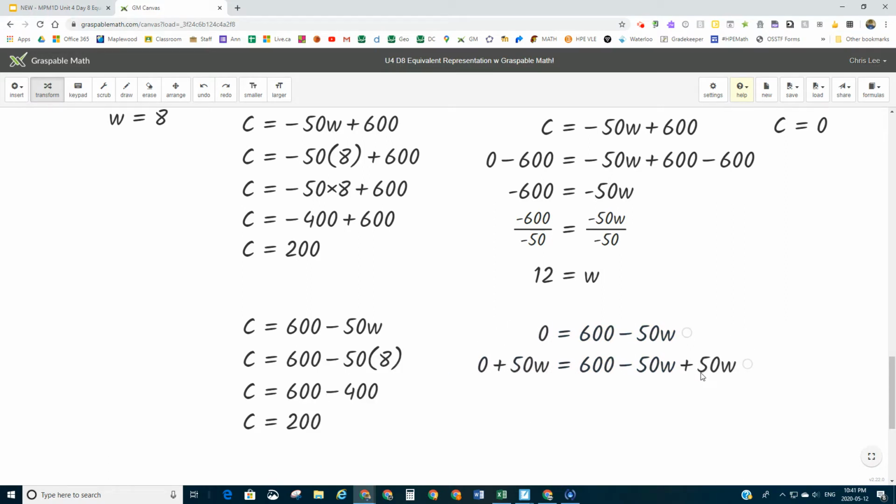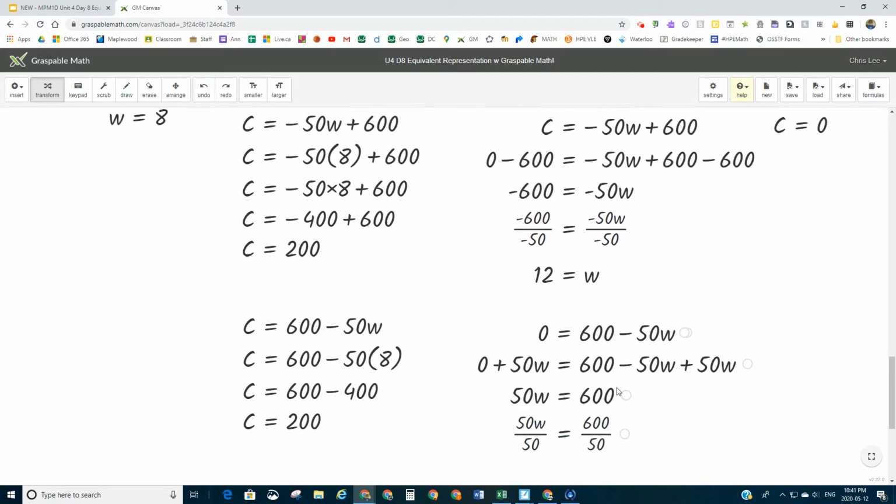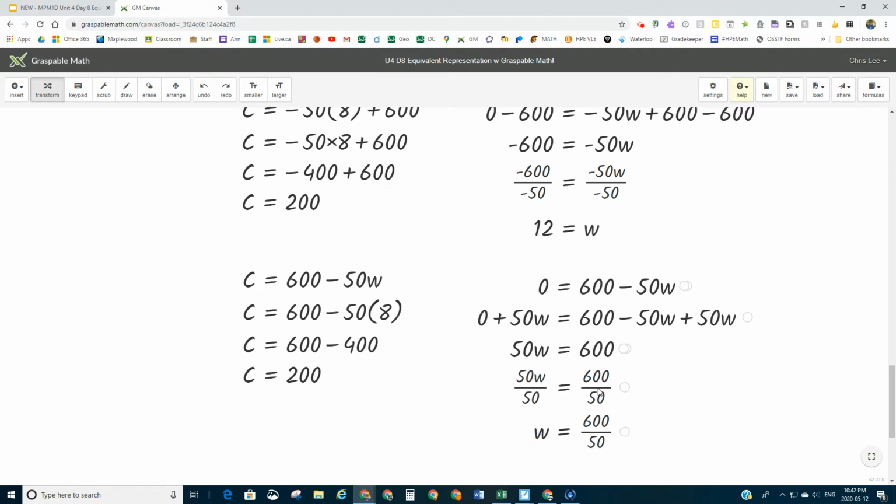So you see how I've added 50W to both sides. Let's add and see what happens. Well, of course, if we have a 0 over here, it's just 50W. And if I add here, I get those W's disappearing. I'll just go back so it's in one step. Okay, so now I've made this a plus 50W equals 600. I'm going to divide both sides by 50, so click and hold. Divide by 50. And we'll see this operation getting W equals 12.